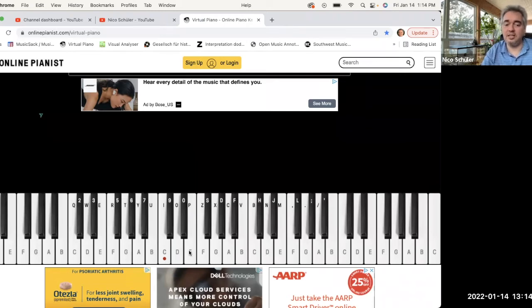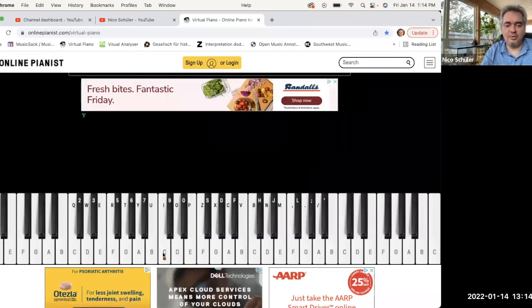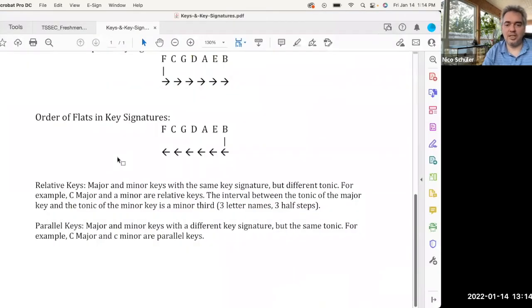That might be an accidental on the name of that key. And then 3 half steps, C to C sharp is 1, C sharp to D is the second, and D to E flat, the third. Remember, it has to be 3 letter names. So this is E flat, not D sharp. So E flat major is the relative key of C minor. C minor and E flat major are relative keys that have the same key signature.